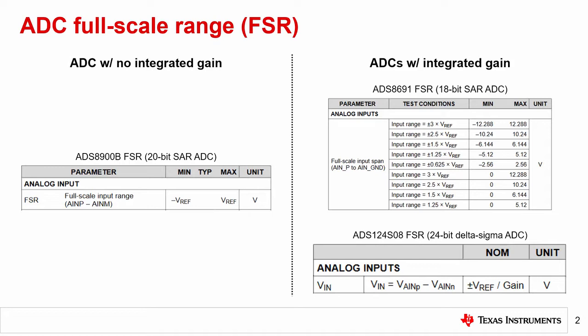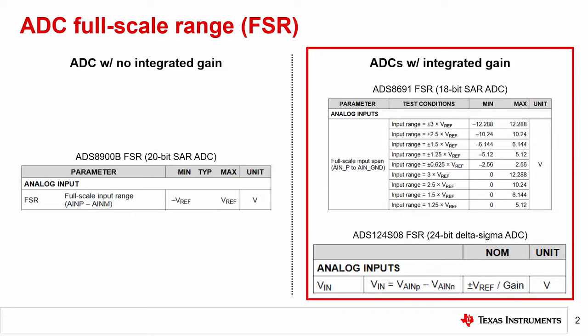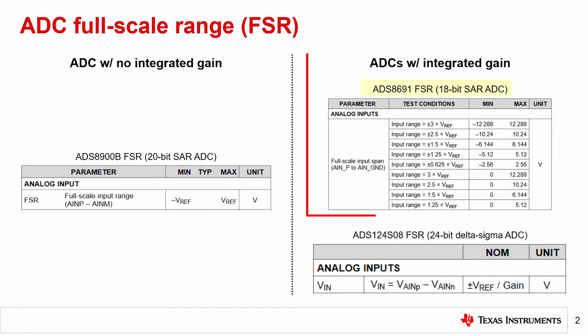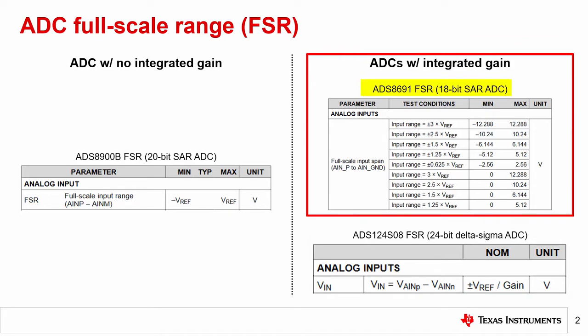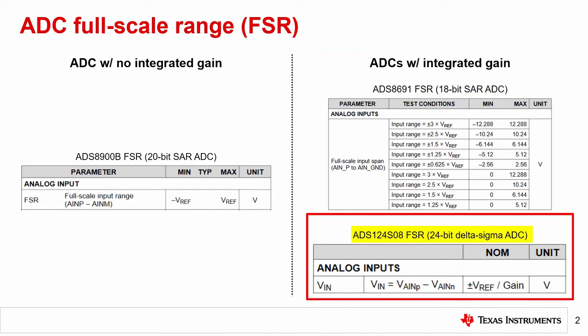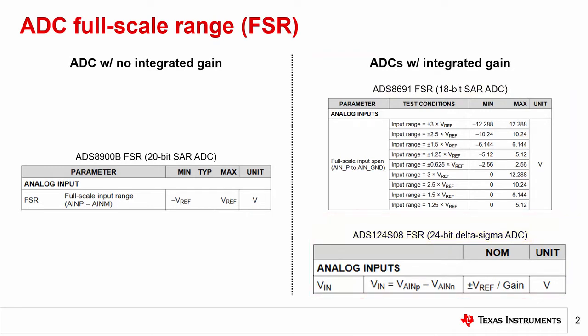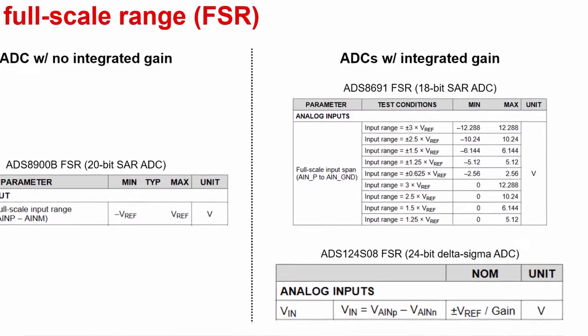If you use an ADC with an integrated gain stage, or if you add an amplifier to your system, the FSR equation changes. Shown on the right are the FSR settings for two ADCs with integrated gain. On top is the ADS8691, an 18-bit SAR ADC, while on the bottom is the ADS124S08, a low-speed 24-bit Delta Sigma ADC. Each ADC's FSR includes a scaling factor that reflects the device gain.